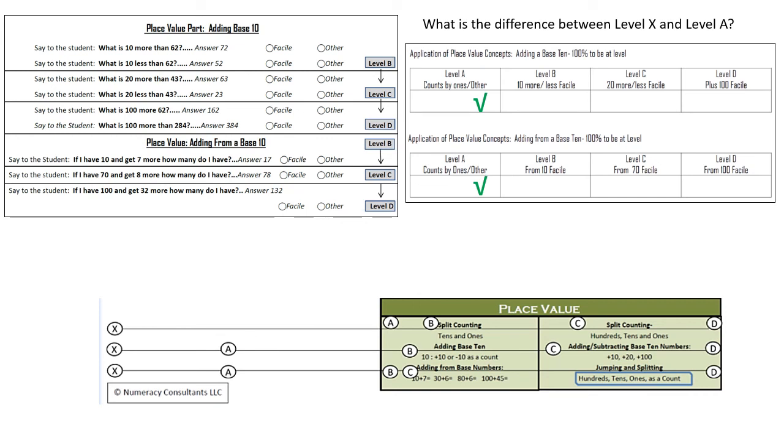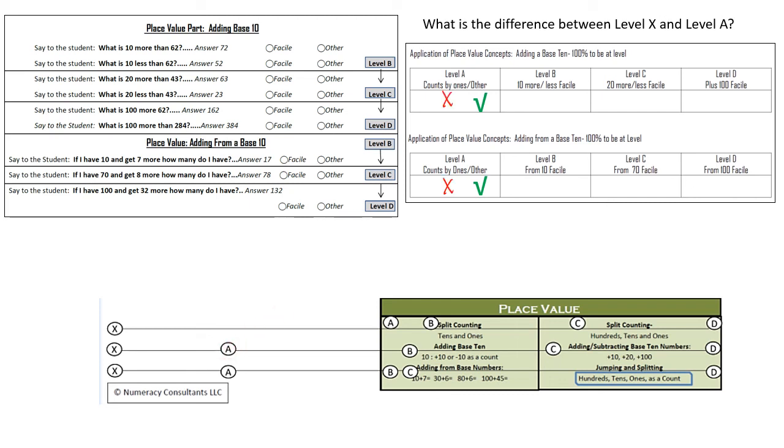Because remember, we're not seeing if they can count on, or if they can count on 10. We're seeing if they can apply a place value concept with addition. That's really what we're looking for them to do. So if they get it right, you can say they would be a level A, and then you'd fill in this dot right here.